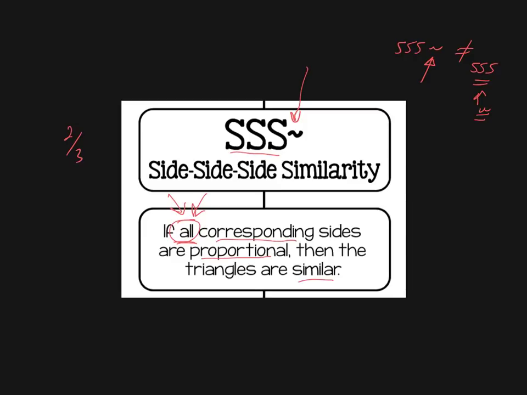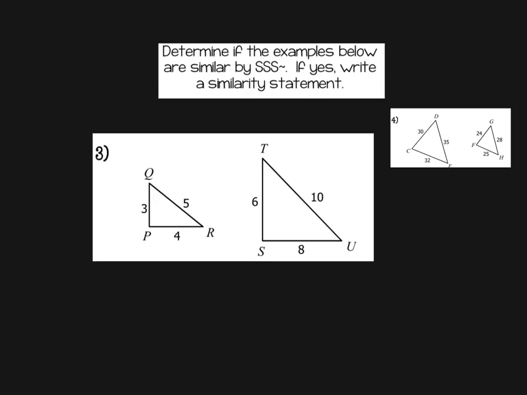So what does that look like in practice? Determine if the examples below are similar by side-side-side. If yes, write a similarity statement. If no, then just write no. But if yes, let's write a statement. So first, let's go around and name all the sides from this triangle.